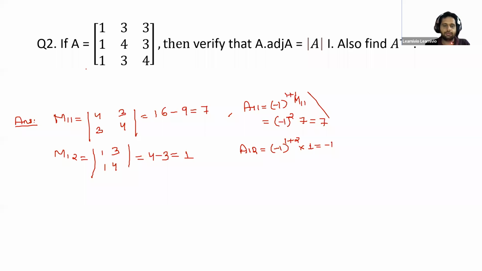Okay, Atif, let me check your answer. So 7, minus 3, minus 1, minus 1. Atif, I guess this is correct. Okay. So this is adjoint. Please find the A inverse. What is the determinant you are getting, Atif?